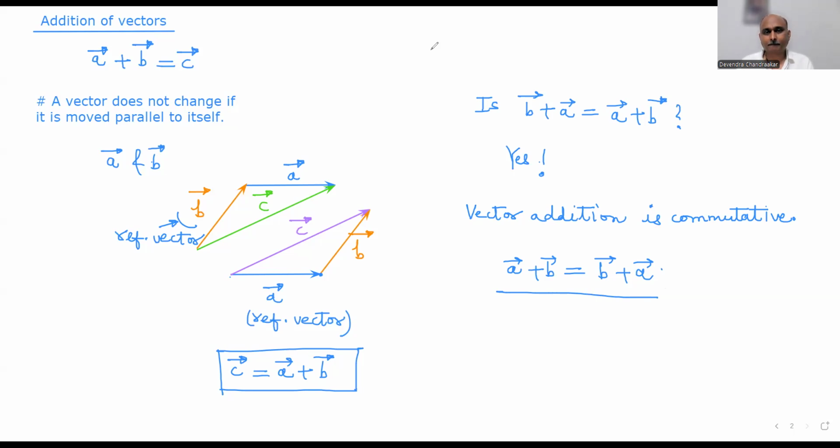Sir, do we use the Pythagorean theorem to find C? No, no, no. They are not at right angles. We will use a different method to find it, but I have just given you an overview of how we add two vectors. I'll tell you other methods to do it, but not now. In this case, we can't use the Pythagoras theorem because they are not at right angles, right?